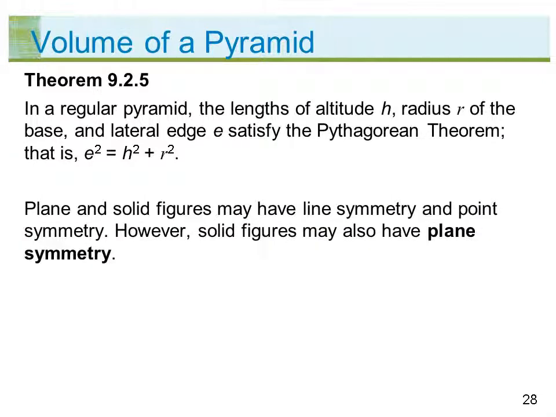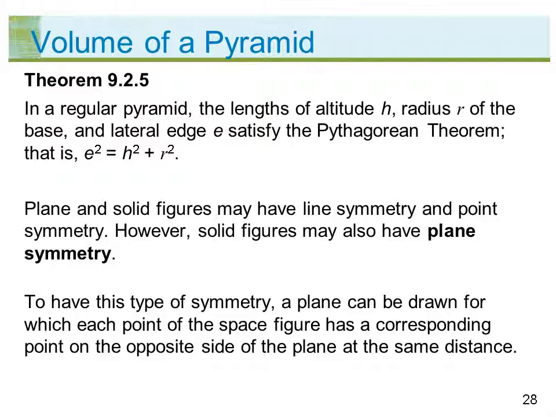Plane and solid figures may have line symmetry and point symmetry. However, solid figures may also have plane symmetry. To have this type of symmetry, a plane can be drawn for which each point of the space figure has a corresponding point on the opposite side of the plane at the same distance.